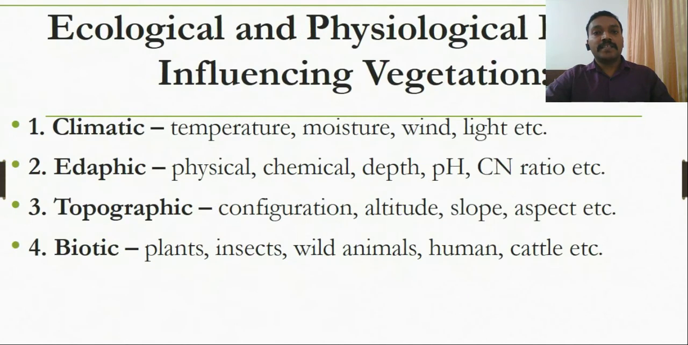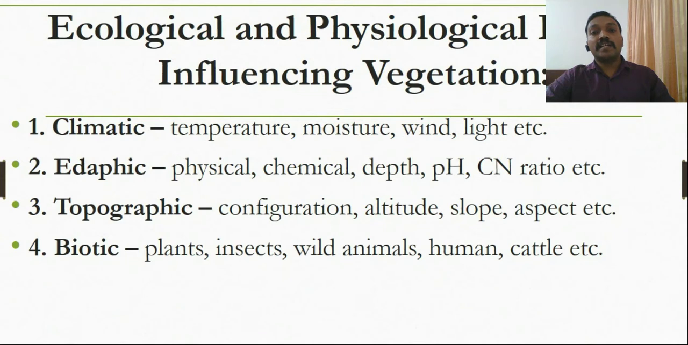And the next important aspect is about the ecological and physiological factors influencing vegetation. The existing vegetation in any given area is not a simple outcome. There are various factors actually contributing to the development of any kind of vegetation in a given forest area. In this subject, we will be studying about the four important factors, starting from the climatic factors, edaphic factors, topographic factors and the biotic factors.